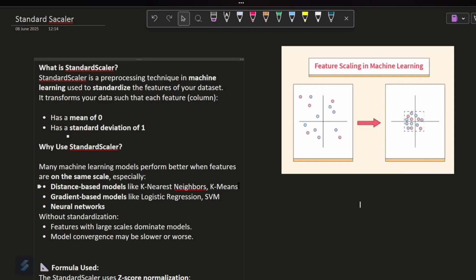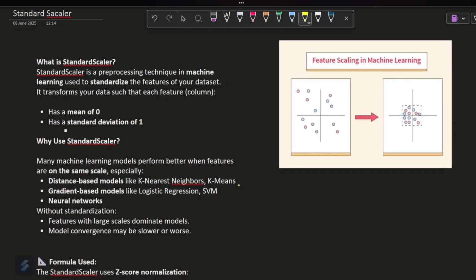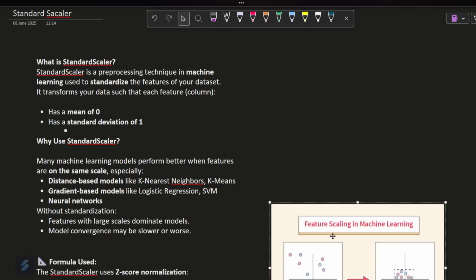In feature engineering, first understand feature engineering. A very important topic is the standard scaler, right? When you learn about feature engineering, that's a very crucial part of our data. So first we understand the standard scaler in feature engineering.